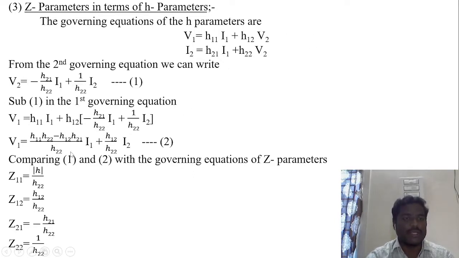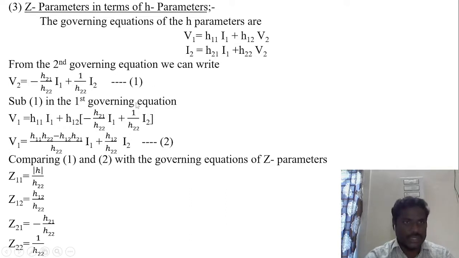Now in place of V2 in the first governing equation, it becomes V1 is equal to H11 into I1 plus H12 into (minus H21 by H22 into I1 plus 1 by H22 into I2). After simplification, V1 is equal to (H11 into H22 minus H12 into H21) by H22 into I1 plus H12 by H22 into I2. That is equation number 2.